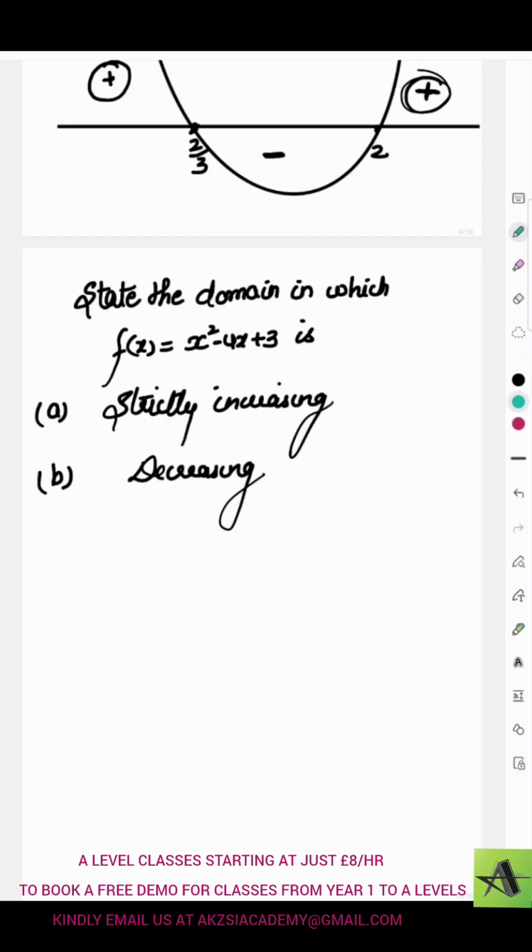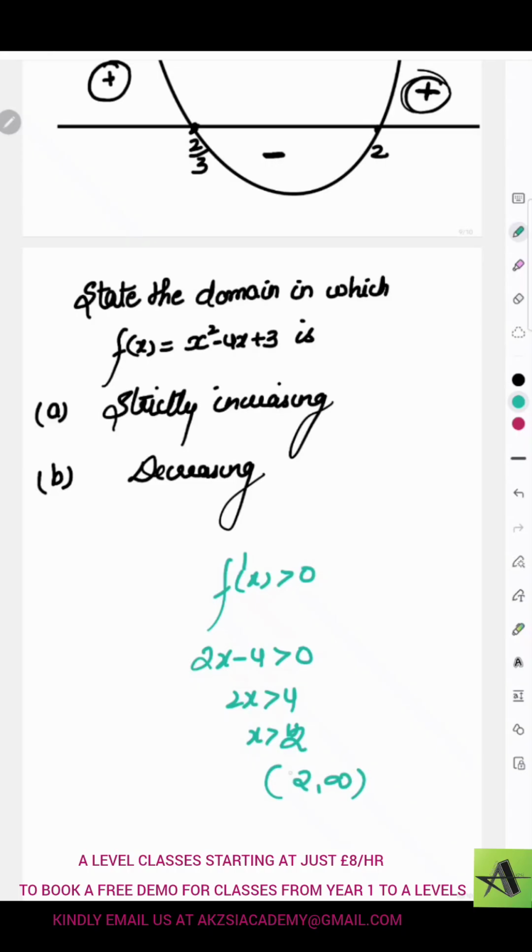State the domain in which f of x equals x squared minus 4x plus 3 is strictly increasing, part B decreasing. For strictly increasing, it has to be f dash x greater than 0. So the differentiation of x squared minus 4x plus 3 is 2x minus 4 greater than 0, and 2x greater than 4, x is greater than 4 over 2, which is just 2. That means all the values that are greater than 2 is the domain, so 2 to infinity, and obviously we are not including 2, so we have to put it in a small bracket.